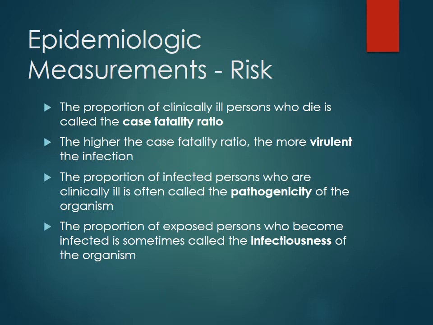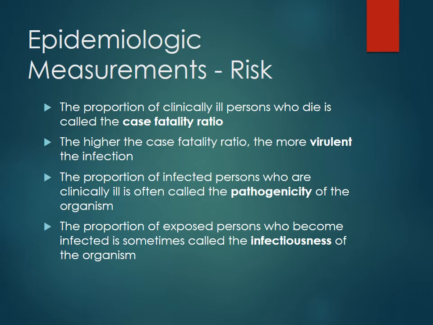So the proportion of clinically ill patients who die, in this case we're going to call the case fatality ratio, right? These are patients who are ill that we know have died, so they've already contracted the disease and became symptomatic. Okay, so that's a good definition to know. The higher the case fatality ratio, the more virulent the infection. So you can compare case fatality ratios between, say, different treatment groups, or between different types of infectious causes to try to compare which ones are more virulent.